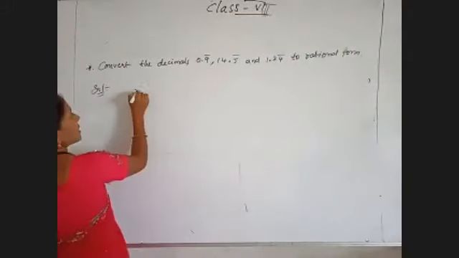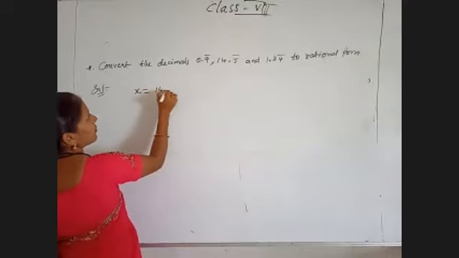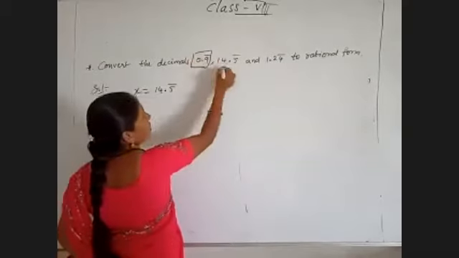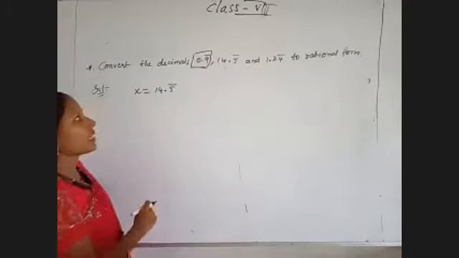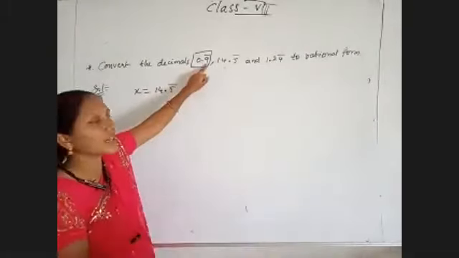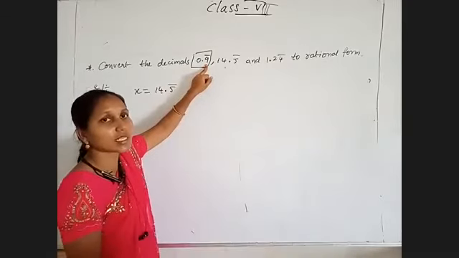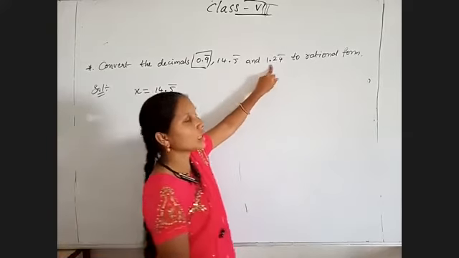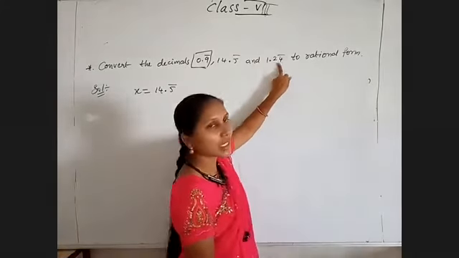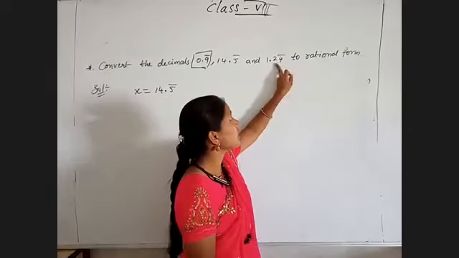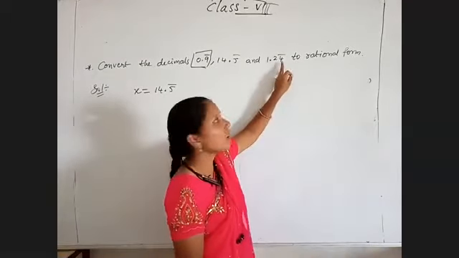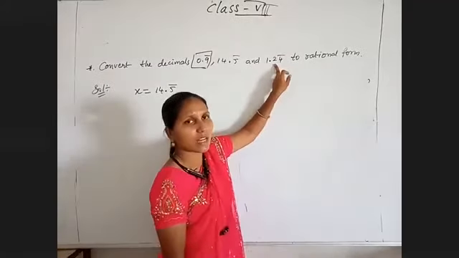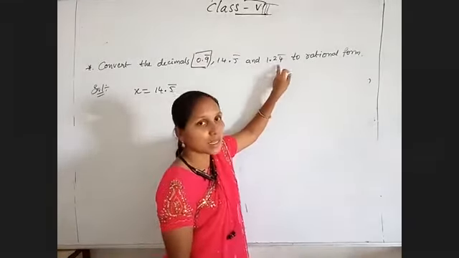x is equal to 14.5 bar. So this question I am explaining now. Listen here, after the decimal point every digit is repeating, so it is a pure recurring decimal. And here also a pure recurring decimal. But coming to the third question, some digits are repeating and some are not. Here two decimal digits are there, 2 and 4. 4 is the repeating value and 2 is non-repeating. So that means it is a mixed recurring decimal.